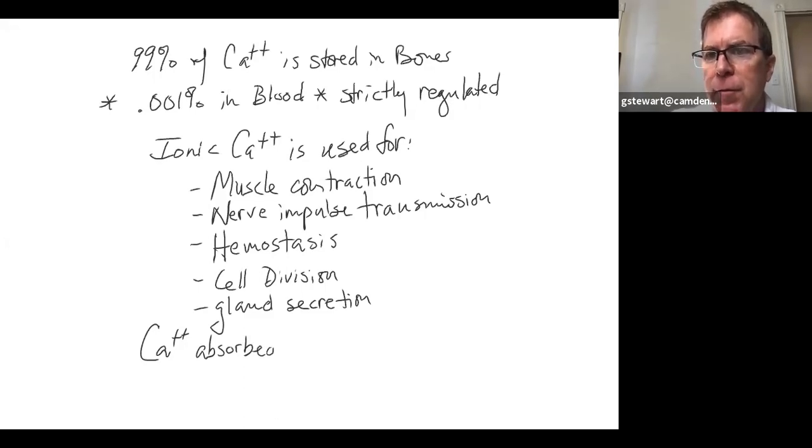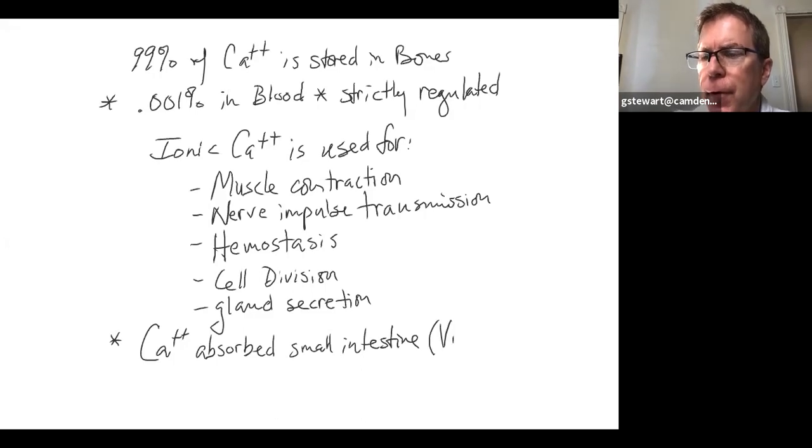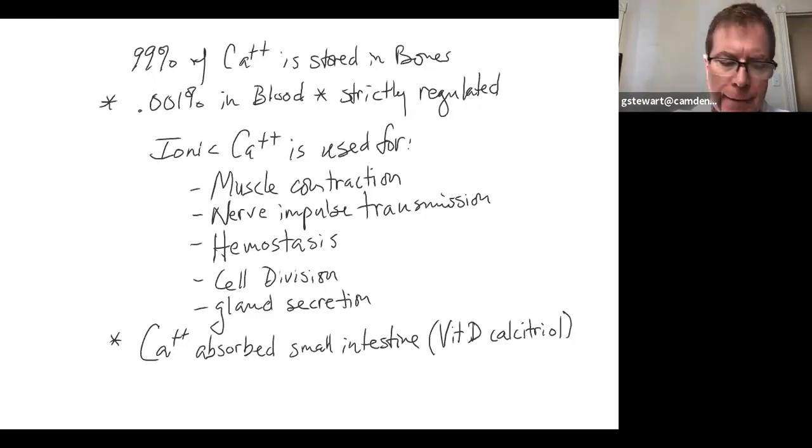Calcium is absorbed in the small intestine. And what enhances this process is vitamin D. The active form of vitamin D, which is called calcitriol, really regulates this absorption process.